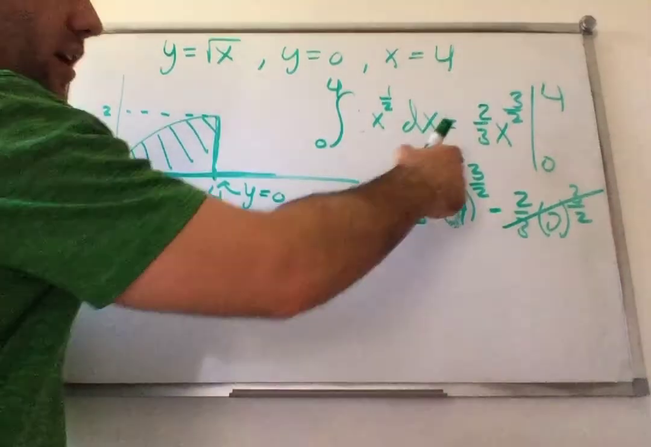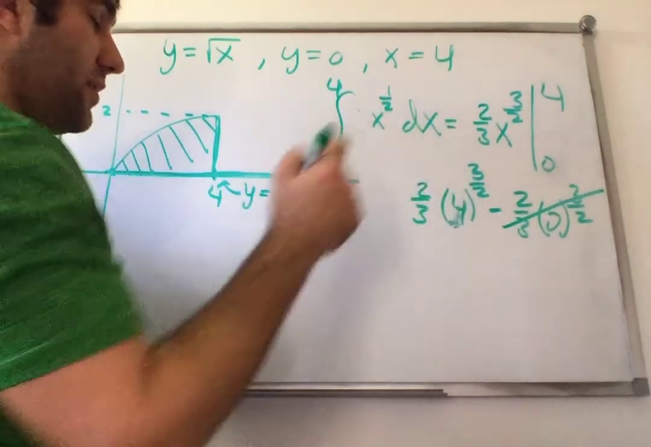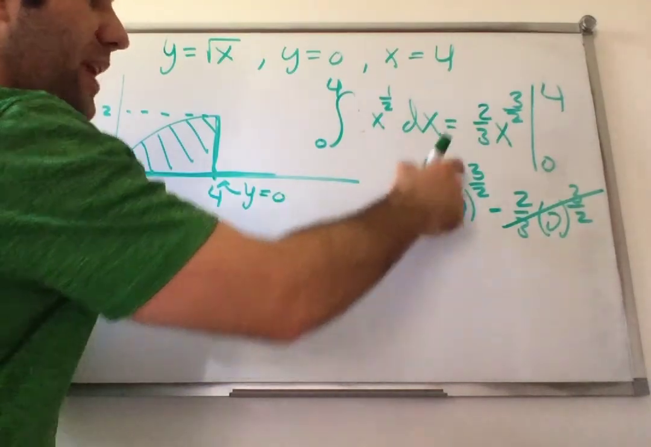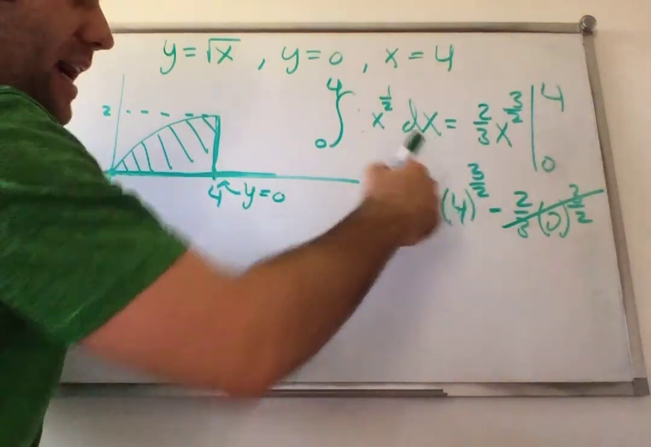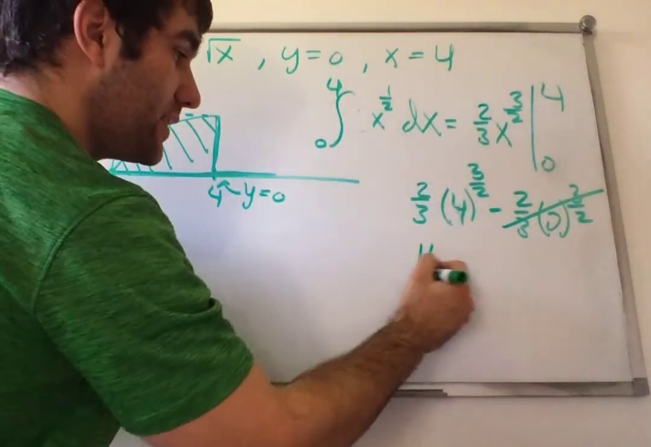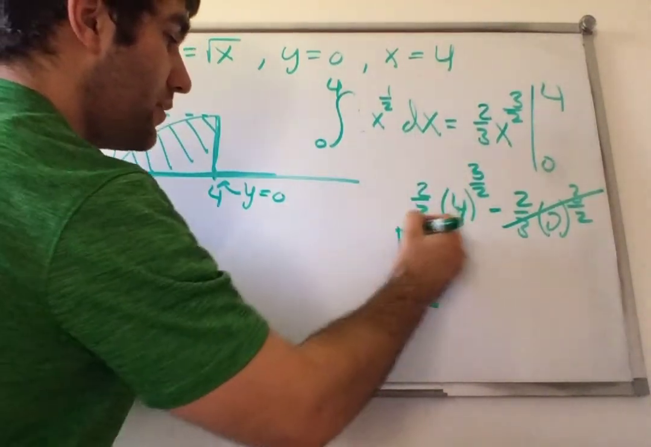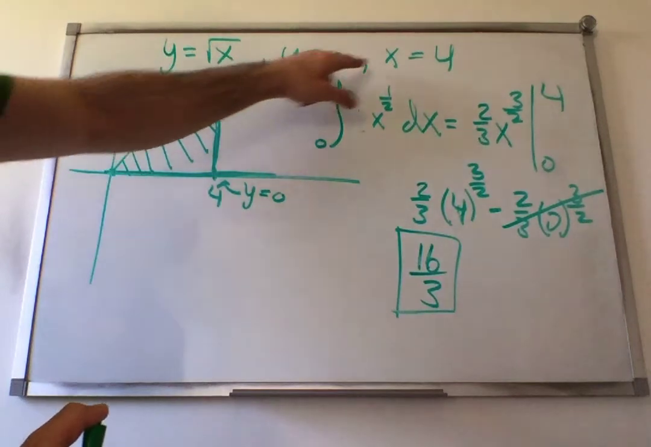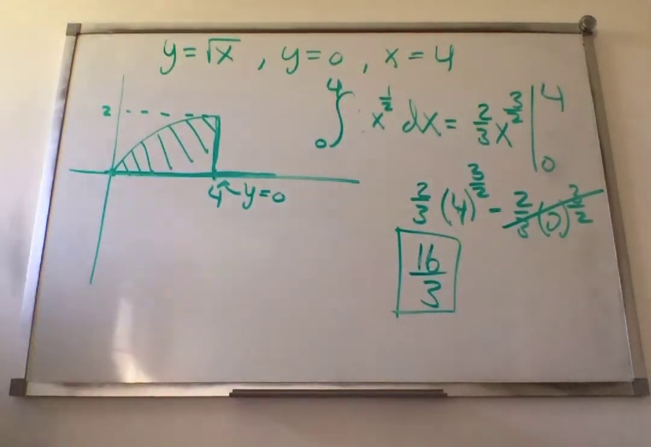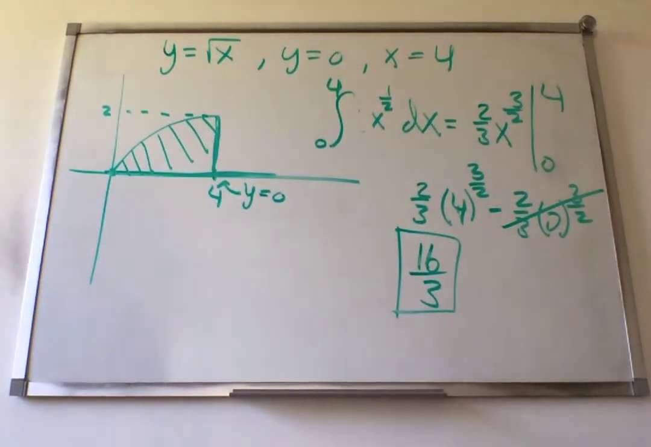So, 4 to the 3/2 power is 8. Okay? 8 times 2/3 is 16 over 3. So that's your answer right there, 16 over 3. The area enclosed by this curve, this line, and this line is 16 over 3. We used the integral to find that.